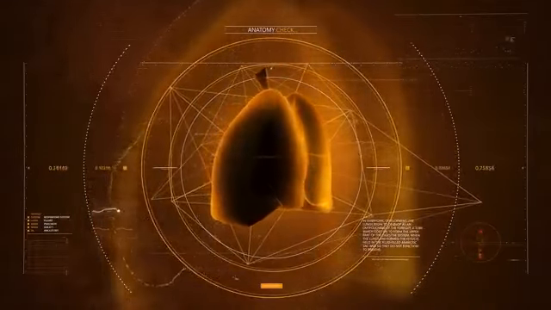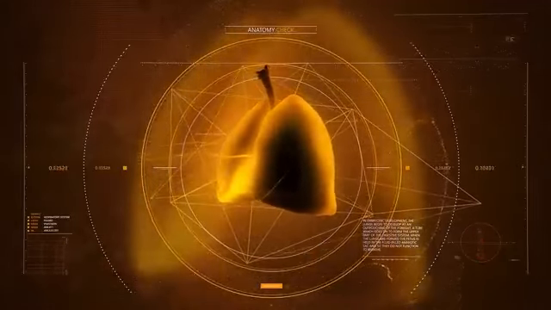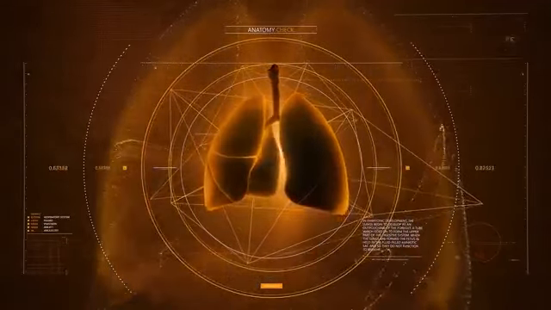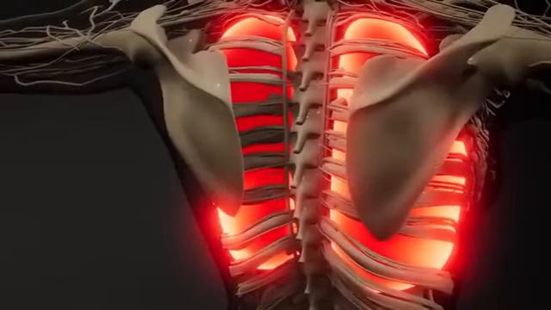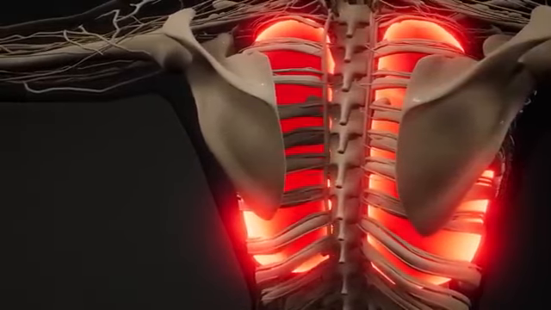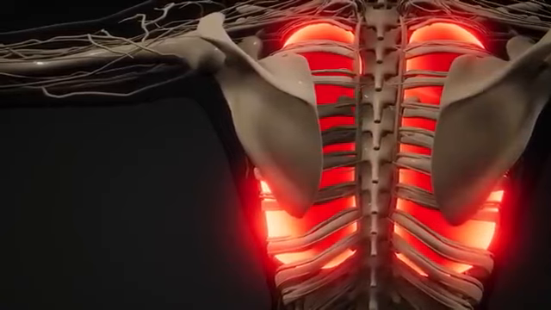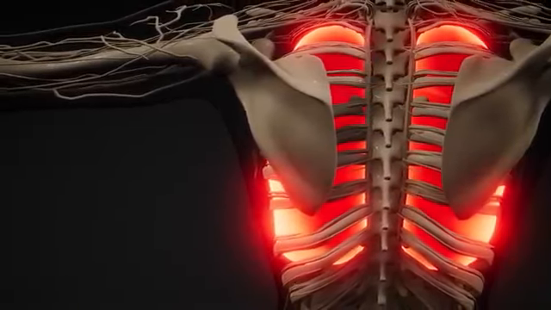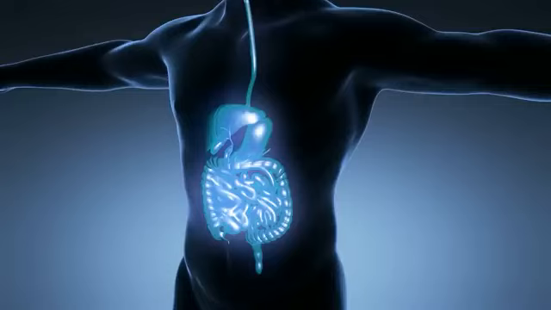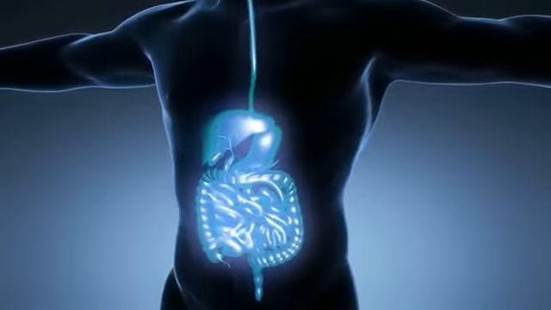The bronchi also contain small muscles that help to control the flow of air to and from the lungs. During inhalation, the muscles in the bronchi relax and the walls of the bronchi expand, allowing air to flow in. During exhalation, the muscles in the bronchi contract and the walls of the bronchi narrow, forcing air out of the lungs.